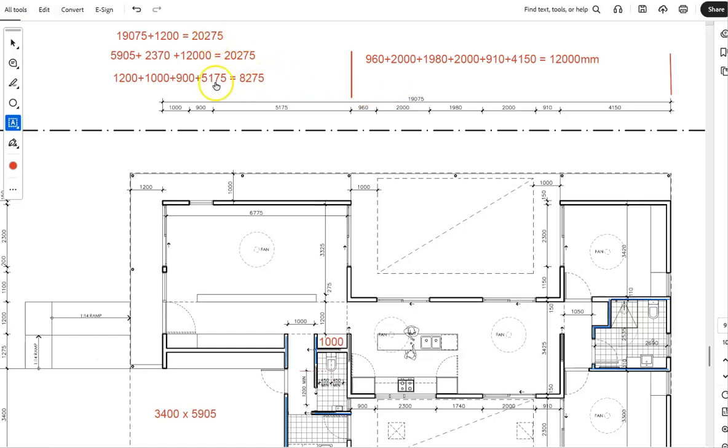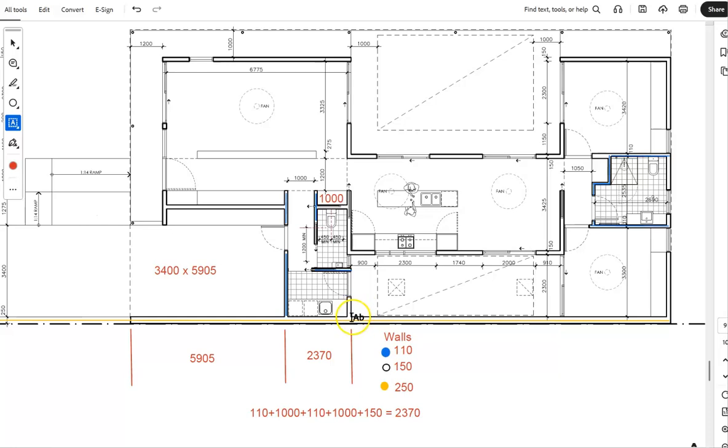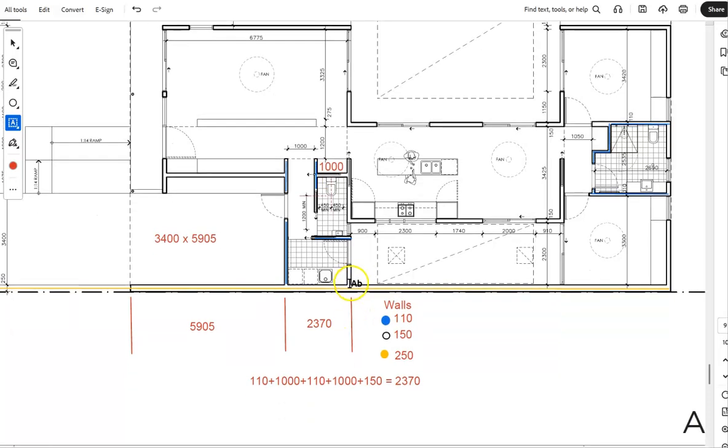Okay, we've confirmed our numbers work along this side of the house along here. So if we know that this dimension here gets me up to this point, and I follow that down with my ruler, it gets me down to this point here. Okay, so then I need to work out what this gap is in order to work out what this gap is here as well.